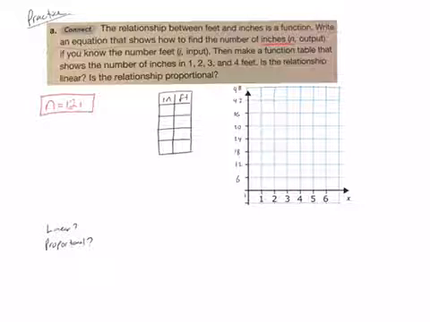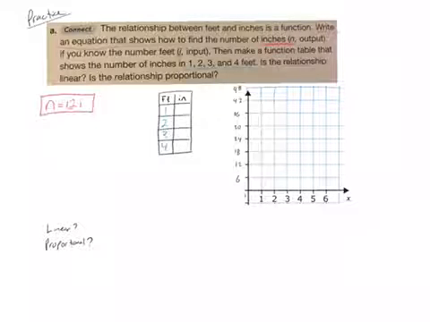n is the number of inches, and then 12 times f, where f is the number of feet, would tell me how many inches there are. So we're going to put the input on the left, the output on the right, and it says for 1, 2, 3, or 4 feet, so I'm going to put that in there, 1, 2, 3, or 4 feet.